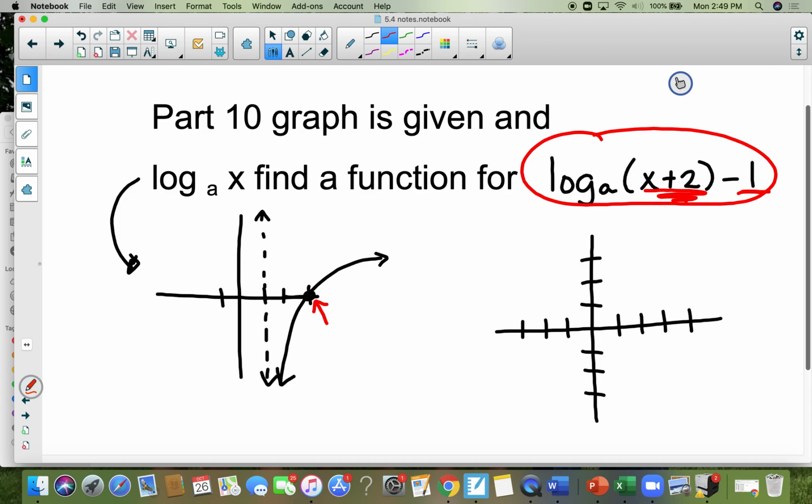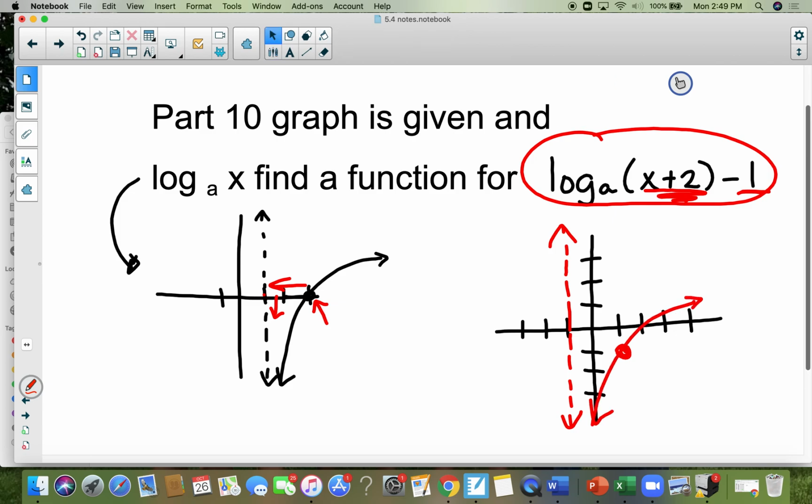So here's the point. We're going to go to the left 2 and down 1, which would put your new point right here. You go left 2 and down 1. The asymptote gets moved over also 2. And then you make yourself your log graph. And that's it for the notes for 5.4.